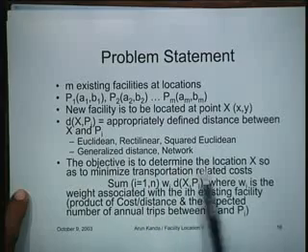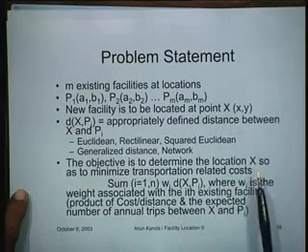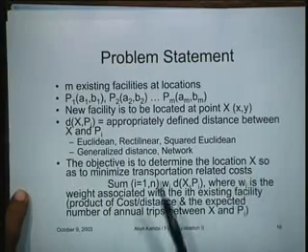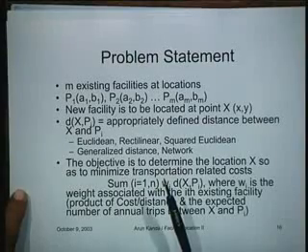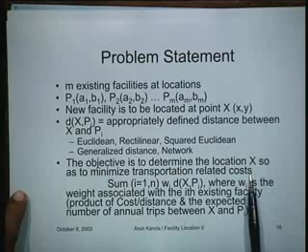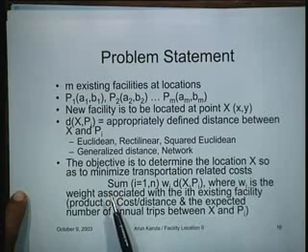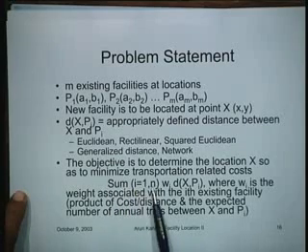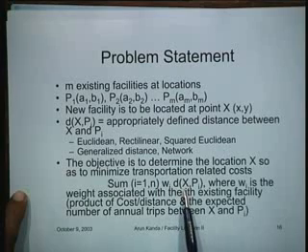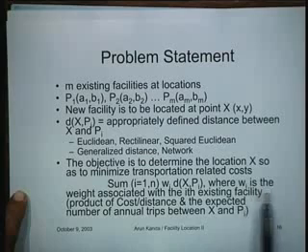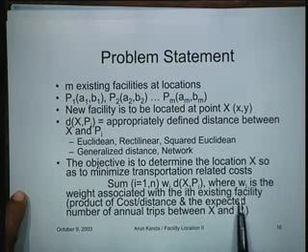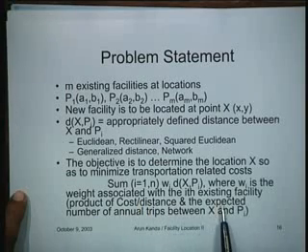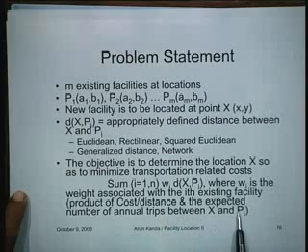The objective is to determine the location x for the new facility so as to minimize transportation related costs. That's what we want to do. And what are these transportation related costs? The transportation related costs are the summation from i equal to 1 to m of wi times d(x, Pi), where wi is the weight associated with the ith facility, which is the product of the cost per unit distance and the expected number of annual trips between x and Pi.